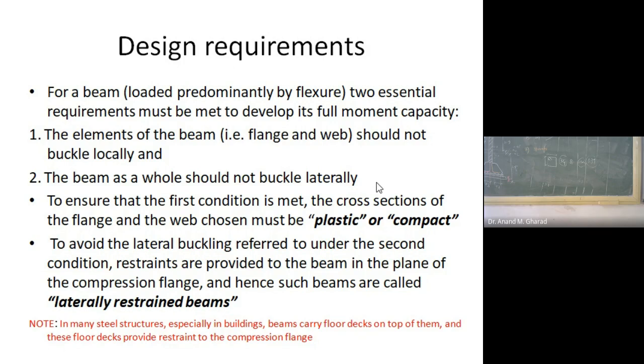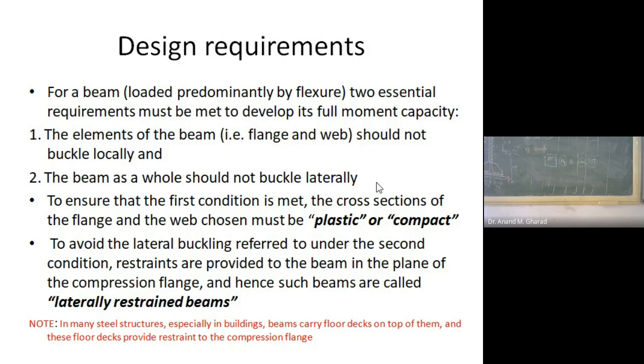Such type of restrictions, if provided to the beams, will help against the lateral deflection of any beam or girder as such. Okay? So these are the basic things as far as the beam design is concerned, and we should keep these two things in mind.